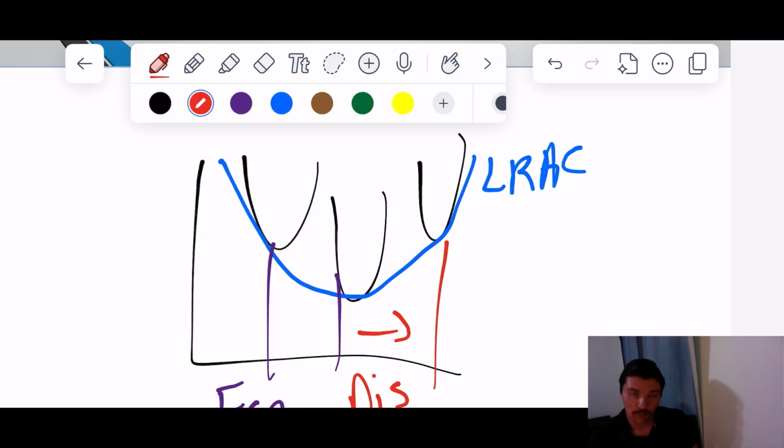Okay, so that wraps up chapter 7. In chapter 8, we're going to talk about our first market structure, which is perfect competition.